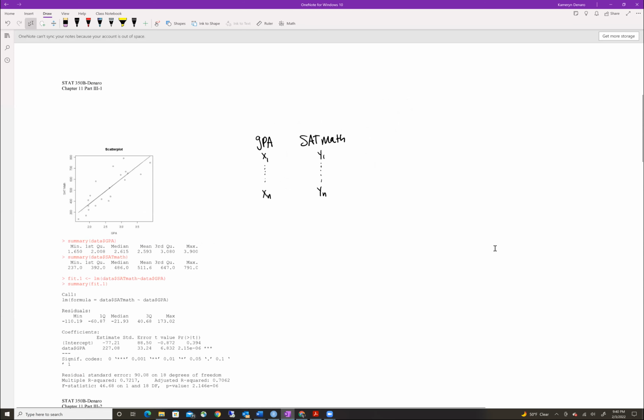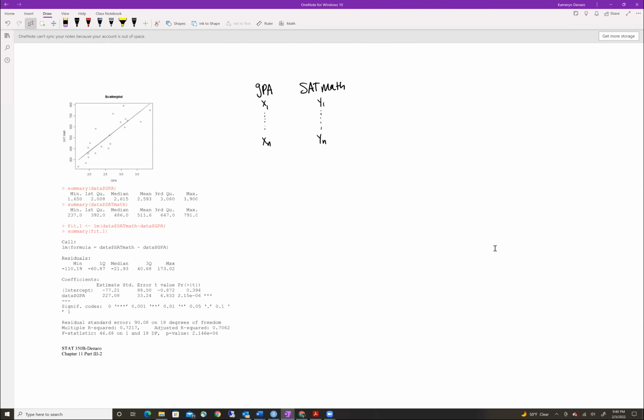All right, we're going to start these lecture notes with an example from R. So suppose we have a group of students and we've measured their GPA and their SAT math scores. What we can do first is ask for a summary of data$GPA. That will give you the 5-number summary: the min, the first quartile or the 25th percentile, the median or the 50th percentile, the third quartile or the 75th percentile, and the maximum. It also gives you the mean.